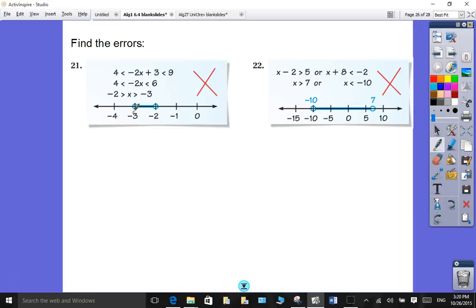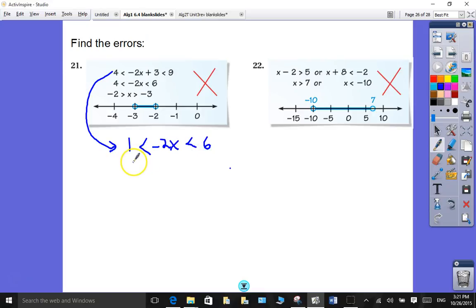What was it? Well, let's see, they isolated the variable in the middle first by subtracting 3. And it looks like they've lost the 3 in the middle part. They subtracted 9 minus 3 on the right, but they didn't do 4 minus 3 on the left, right? They should have done that. The result of that step should have looked like 1 is less than negative 2x is less than 6. So there's their mistake.